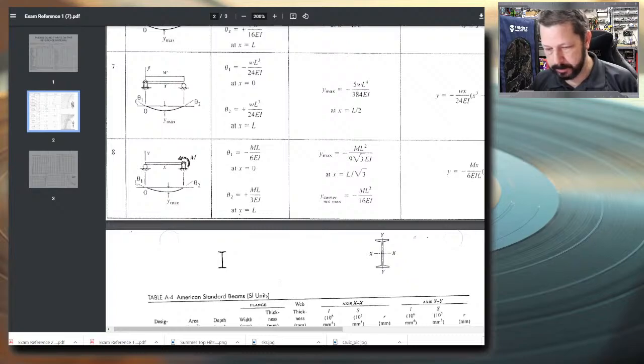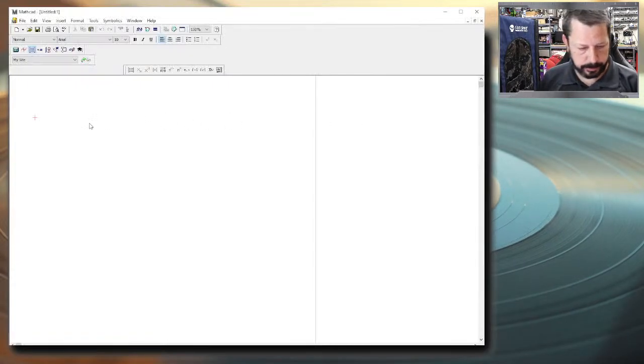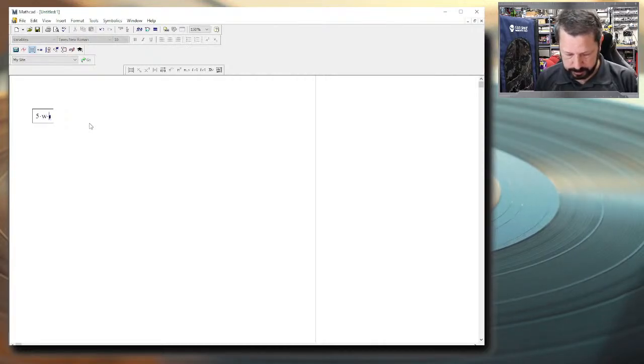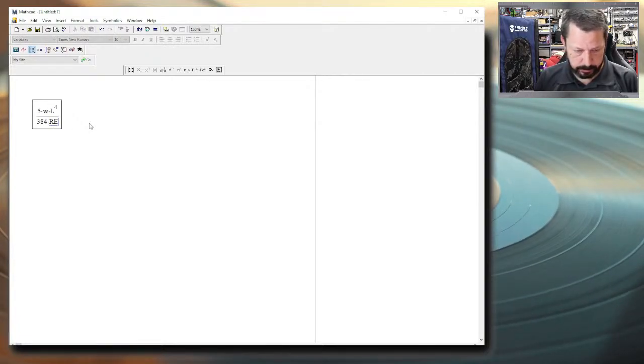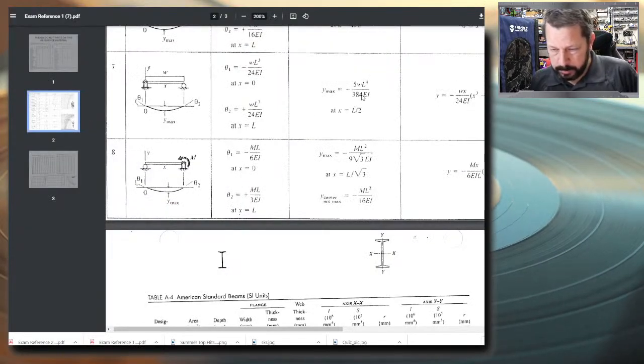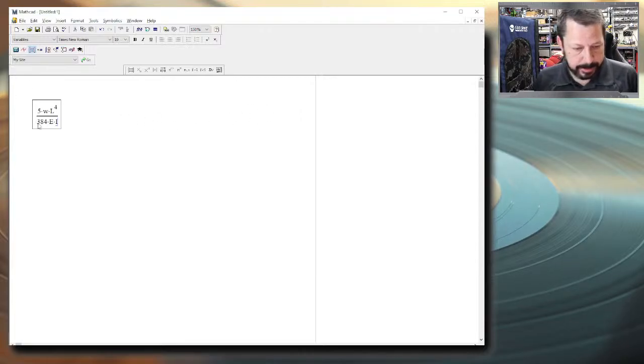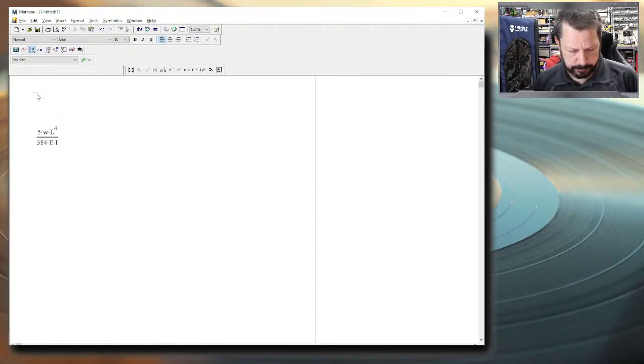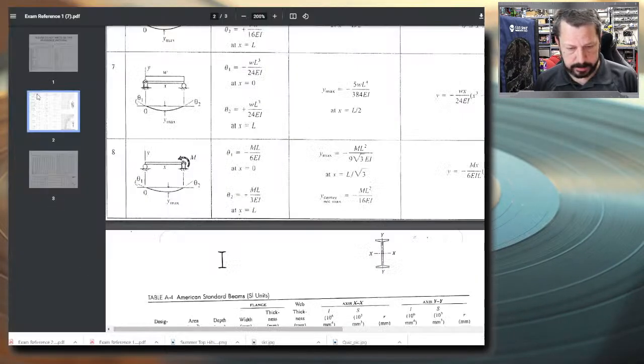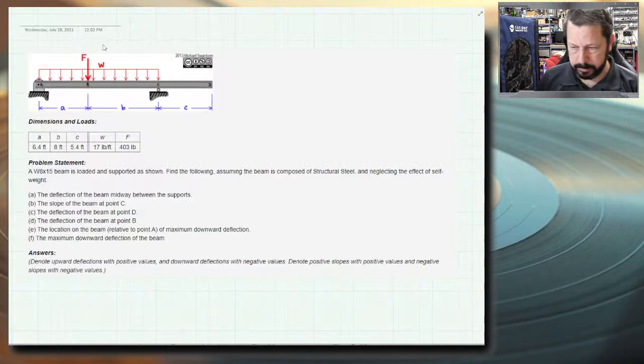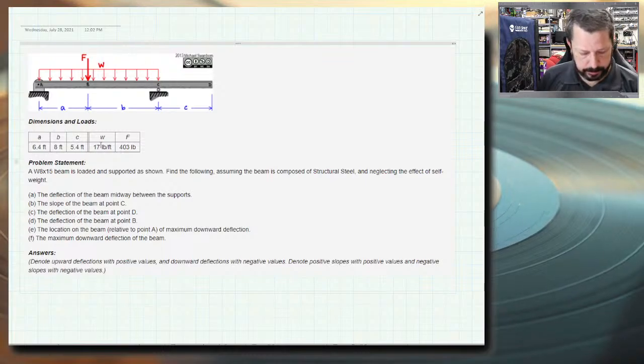Forgot my equation. 5wL to the 4th. 5 times w times, well, let's use capital L to the 4th over, I think it's 384 times E times, whoa, we don't need that R in there. Let's make sure that's right. 384EI, yep. Now we've got to define these things for our beam. So w for me is, where's it at? 17 pounds per foot, right there.